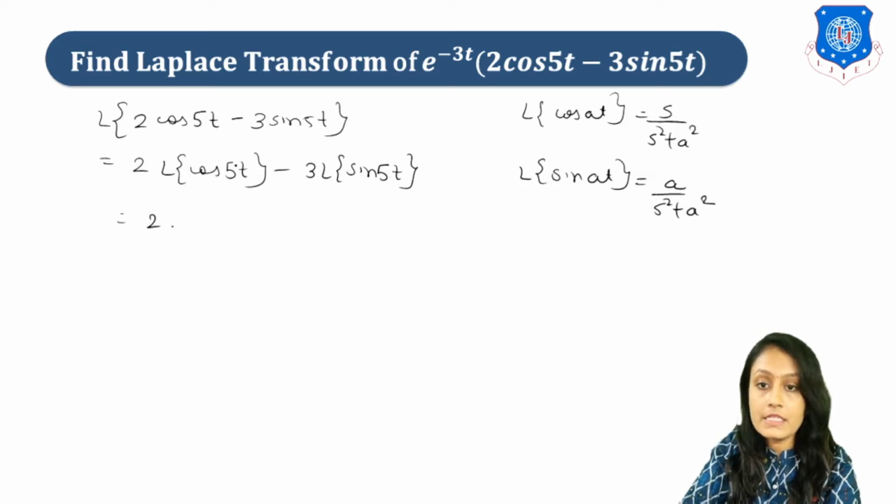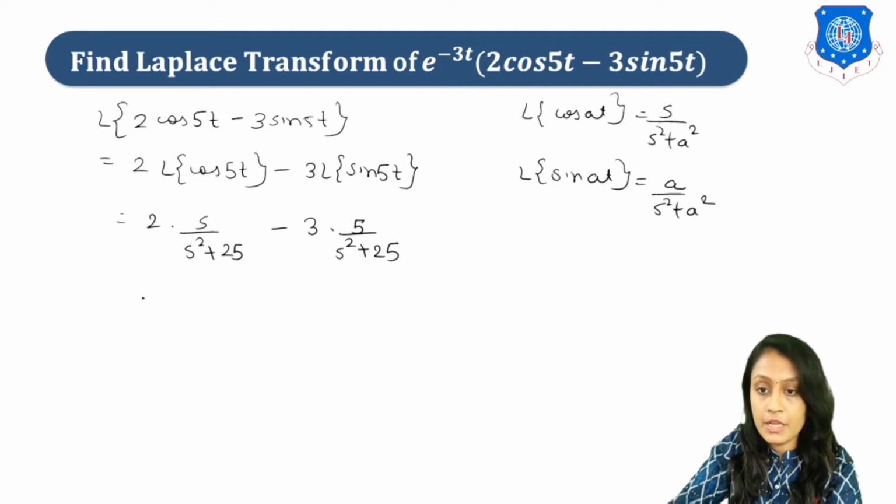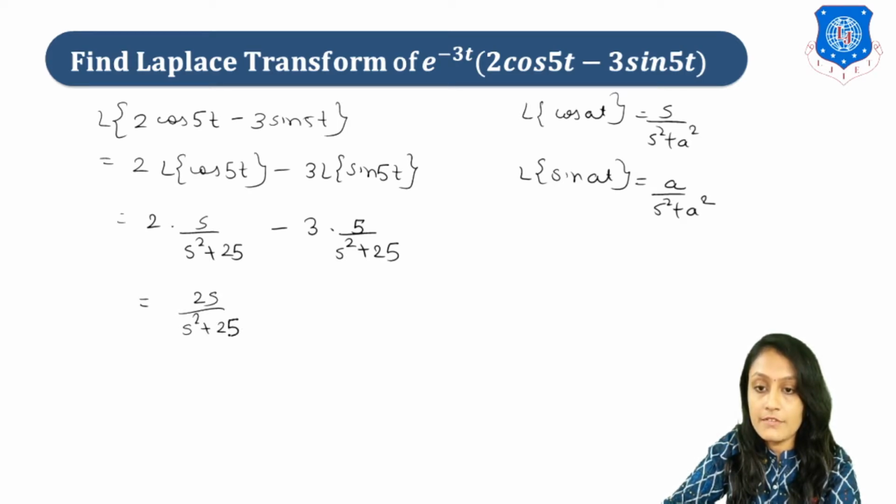Now here a is 5. So what you will get? s upon s square plus 25 minus 3 times, again here a is 5, so 5 upon s square plus 25. Okay, just simplify. So this is 2s upon s square plus 25 minus 15 upon s square plus 25.